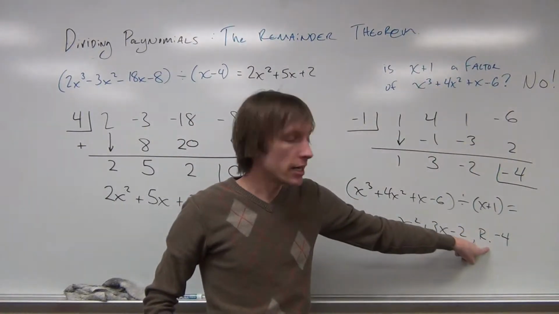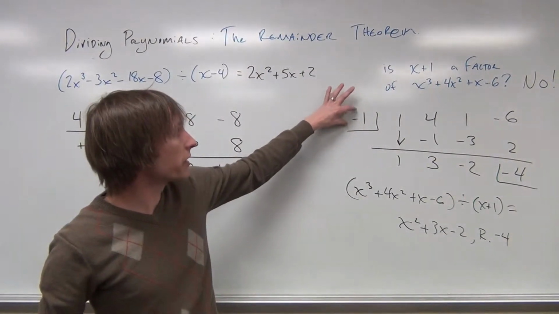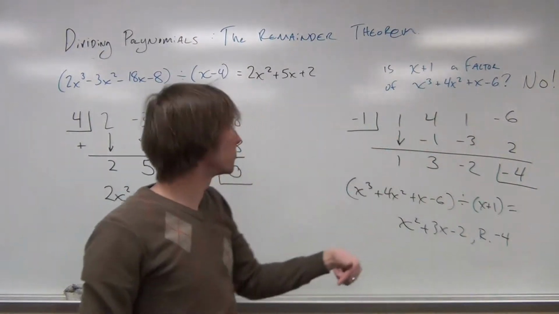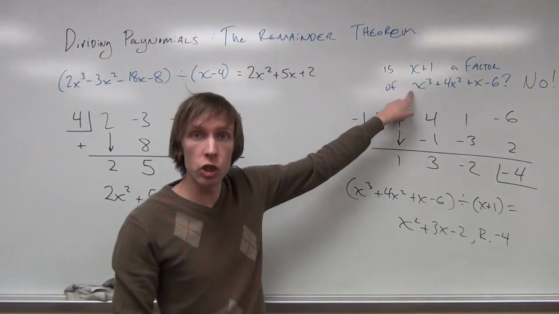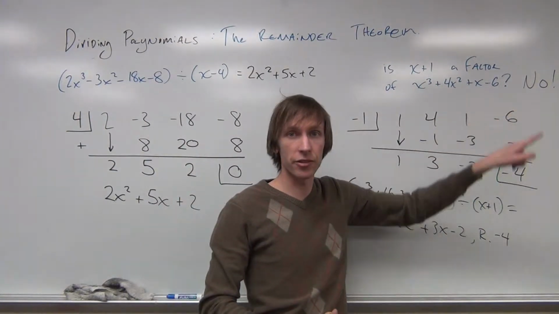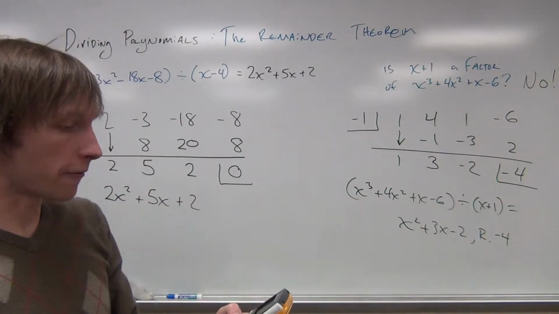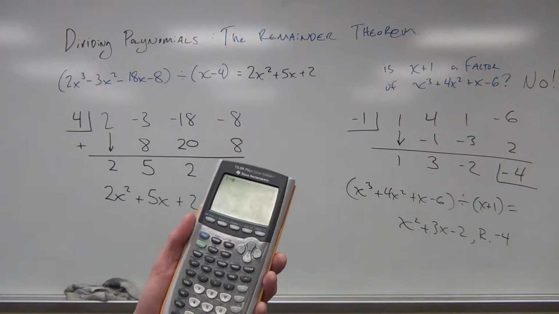remainder that I get is equal to what would happen if I plugged this number, -1, into this original polynomial. So here, if I plug in -1 into x cubed plus 4x squared plus x minus 6, my output should be -4. So let's go ahead and do that. Let's go ahead and say -1.